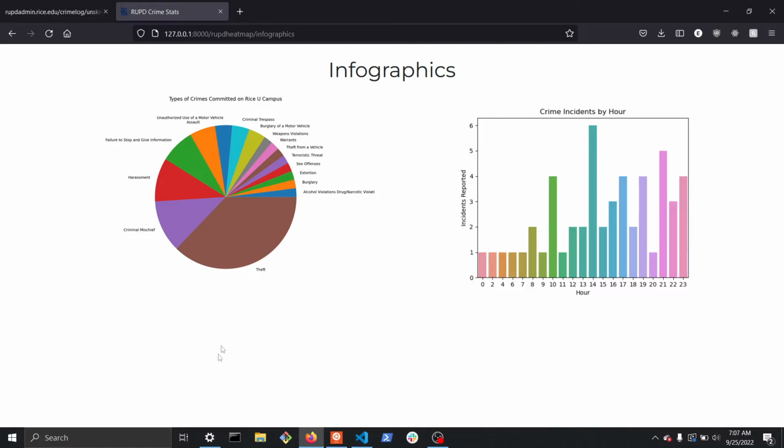And then we also have a pie chart of the types of crimes that are committed on Rice University campus and reported to RUPD. And you can see that theft makes up a pretty large portion of that.